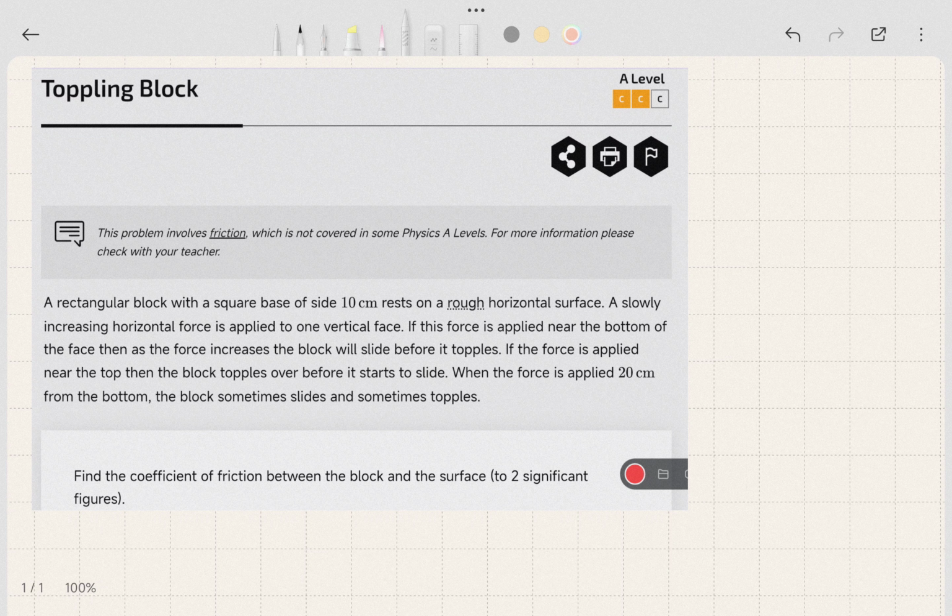Today we're going to look at an IsaacPhysics problem called toppling block. It has a difficulty of 2Cs, which means it is on par with major top UK university interview standards. So definitely practicing this problem will help you a lot in your daily problem solving, as well as if you're applying to top UK universities. They do look for a lot of mastery in physics and maths in your interview.